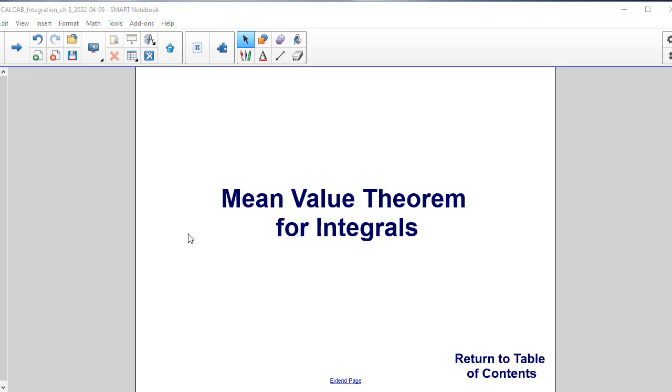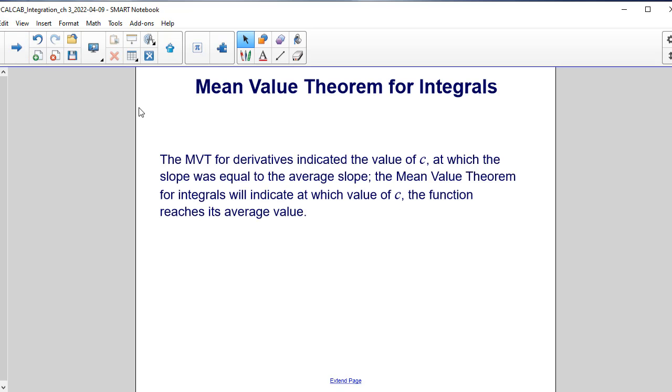Mean value theorem for integrals. The mean value theorem for derivatives indicated the value of c at which the slope was equal to the average slope. The mean value theorem for integrals will indicate at which value of c the function reaches the average value.